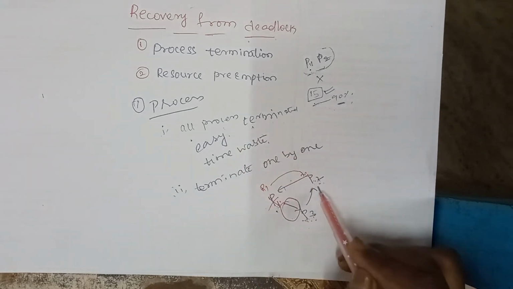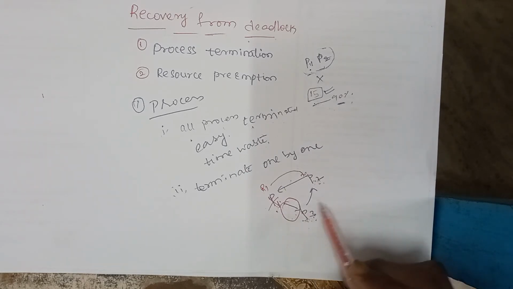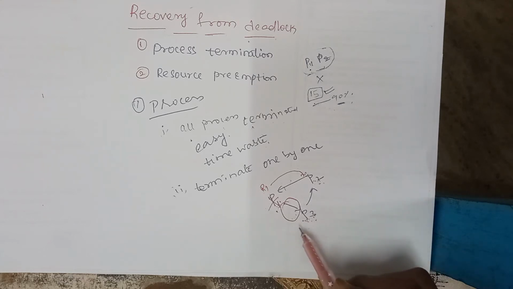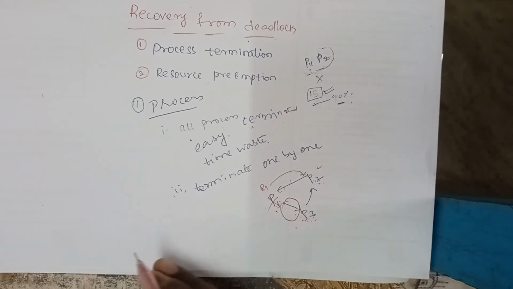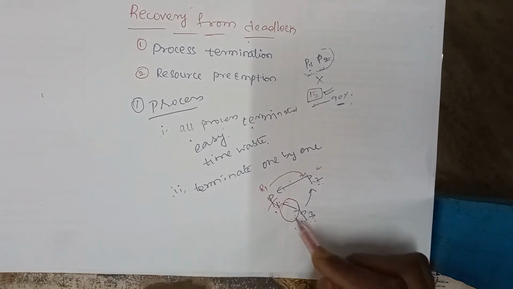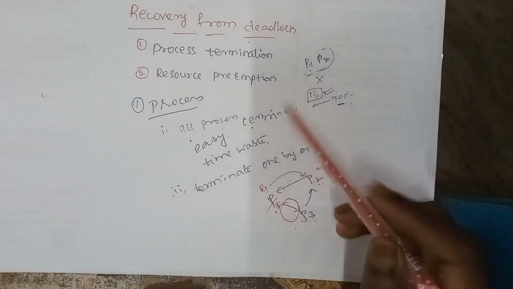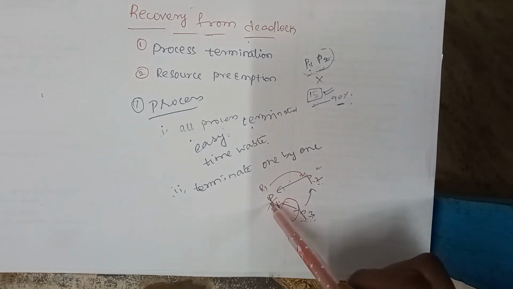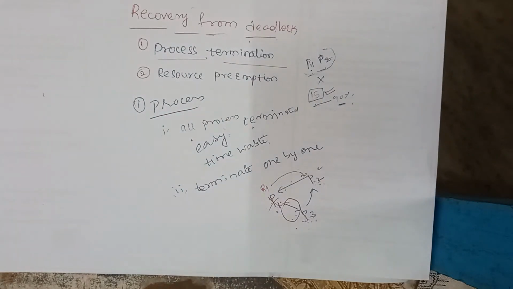If you terminate one by one process, it is very complicated. It means understanding is difficult and time will be less. Why? Because if you terminate only these two processes, it can complete the execution. So these two processes will start from main. Instead of starting all the processes from the beginning, we start only a few processes. Clear? So time waste is more here, time waste is less here. This is the first method, that means the process termination method.